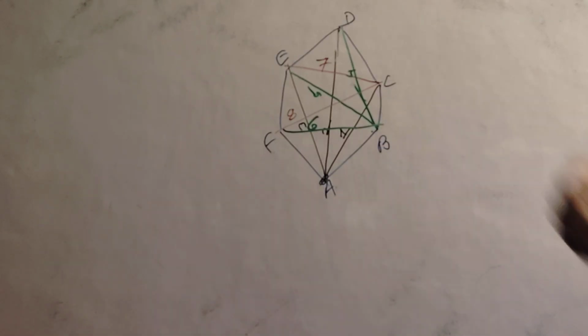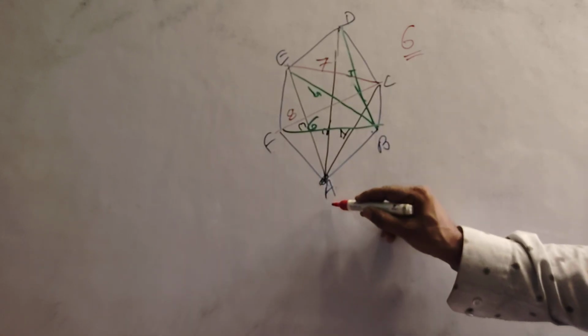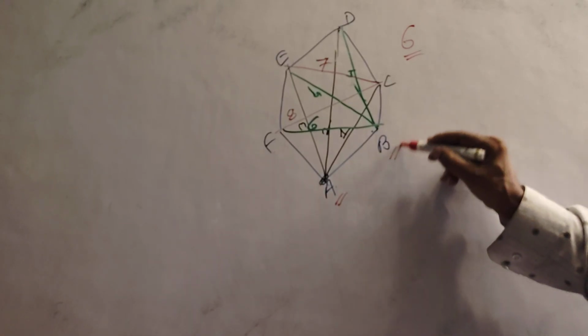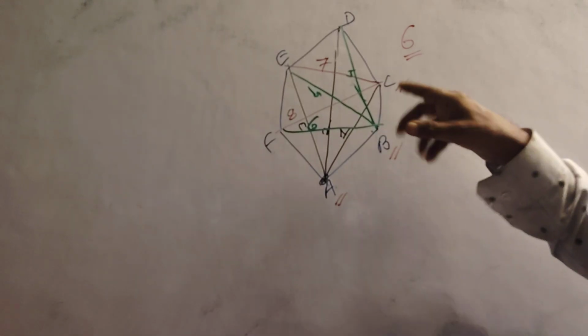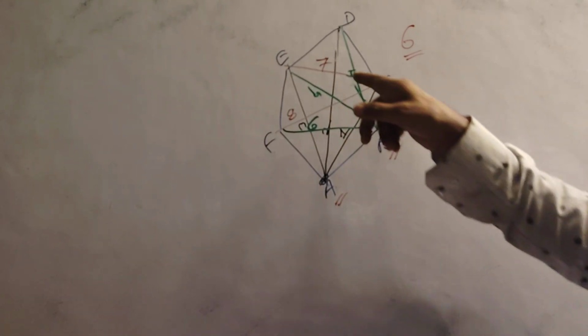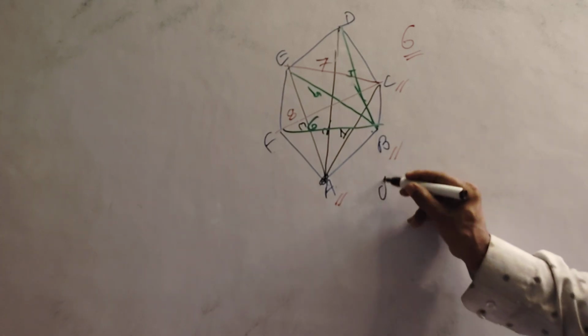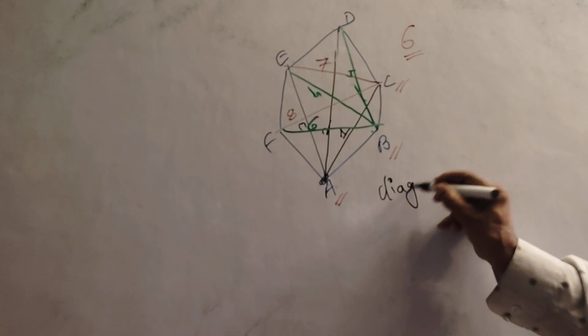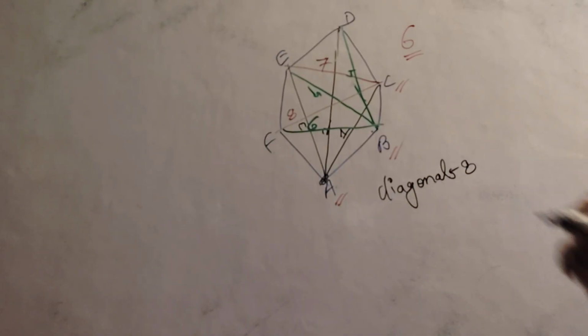So there are 6 sides, and we have to rotate through 3 vertices: vertex A, vertex B, vertex C. We have checked, so it means it has been completed. So total diagonals, we can say there are 8, because the last number is 8. Total 8 diagonals.